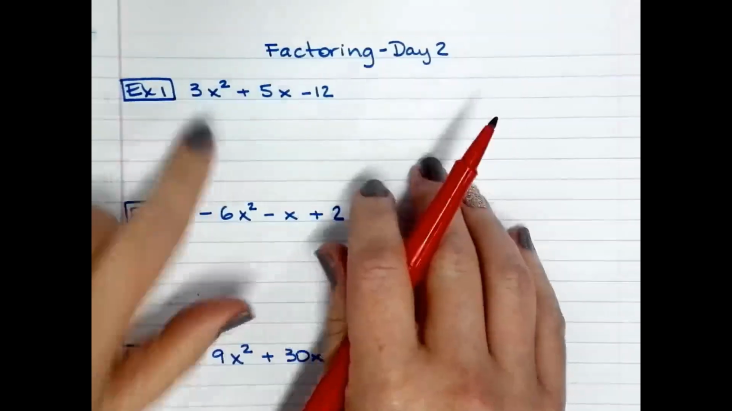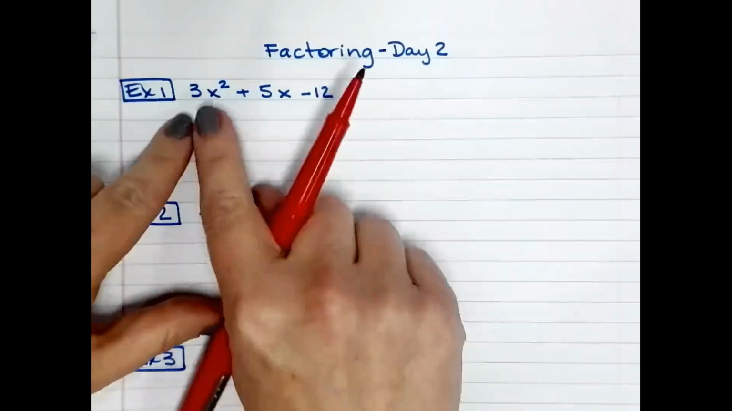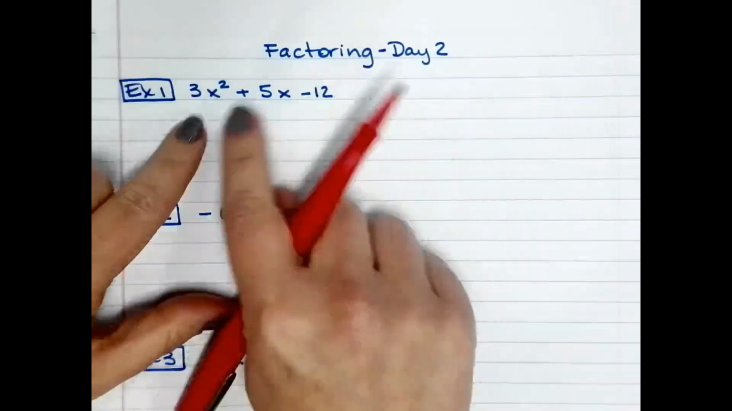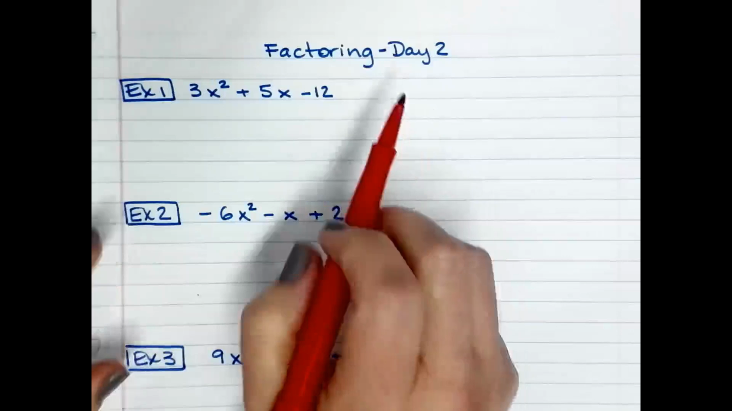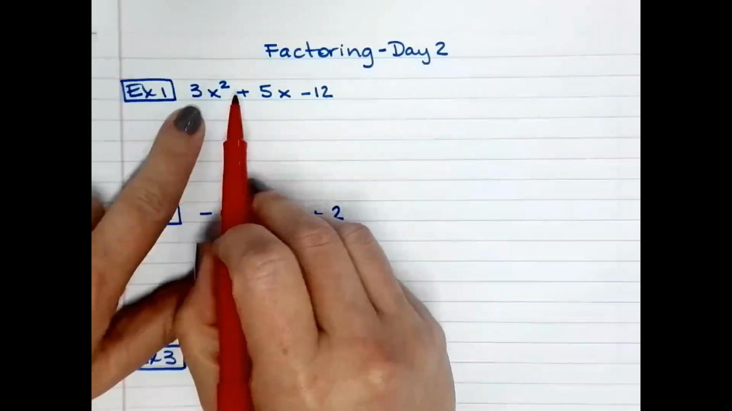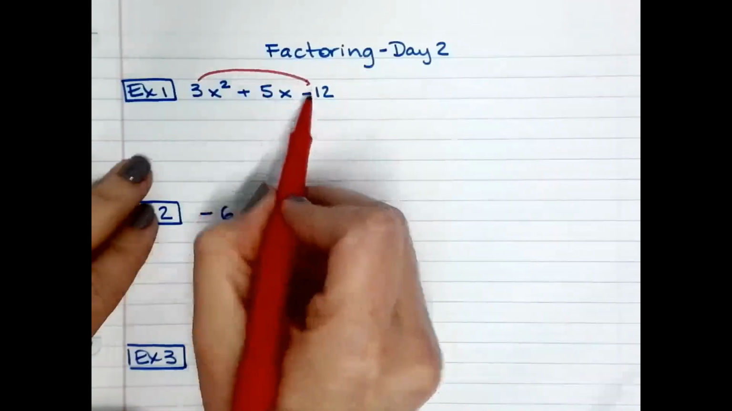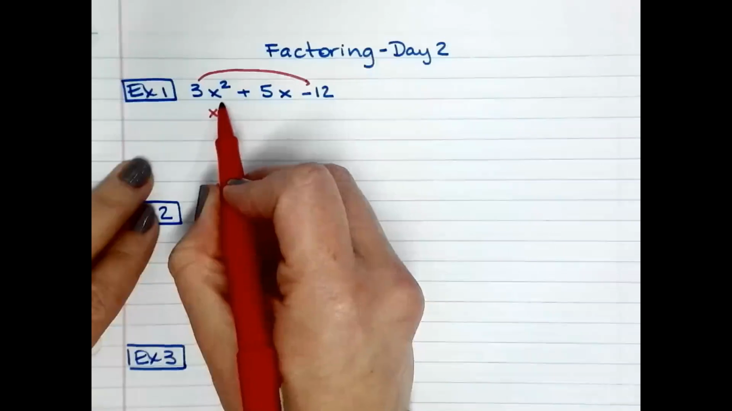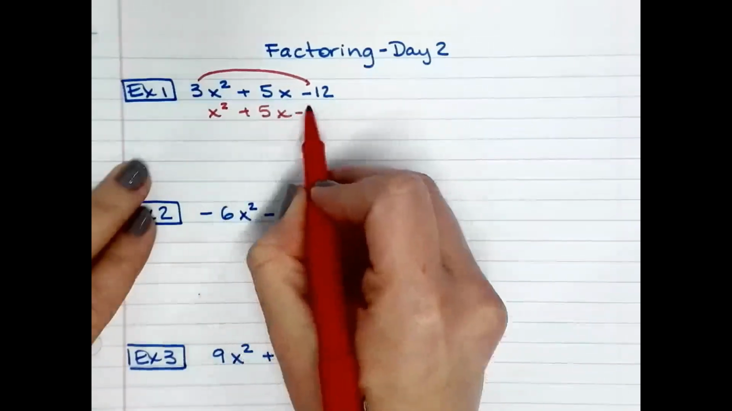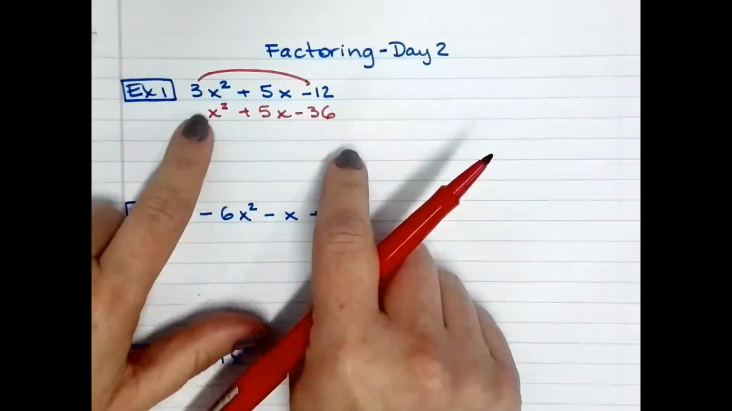Okay, here we go. Remember that every time you're trying to factor, you always start out by finding the GCF. So when I look at 3, 5, and 12, I don't have a GCF between them. So next step. The leading coefficient is not 1, so I cannot factor mentally either. So I have to get the first one and multiply by the last one. So here I have x squared plus 5x minus 36.